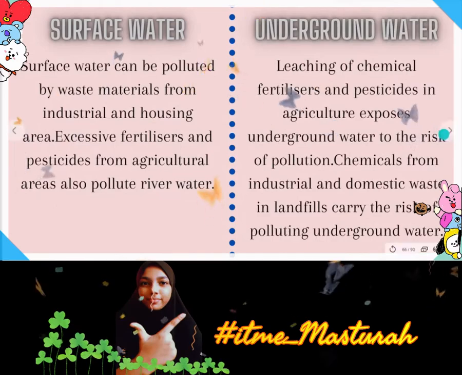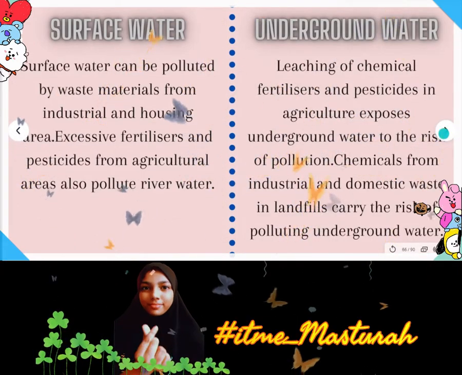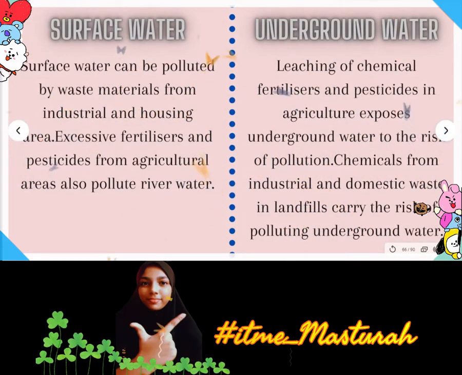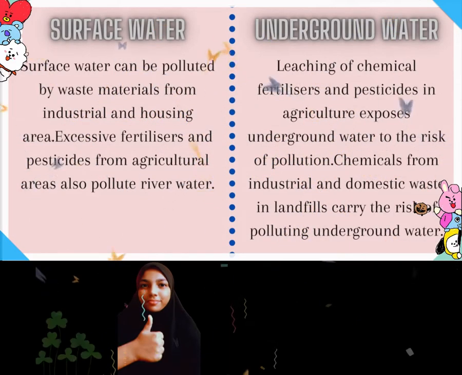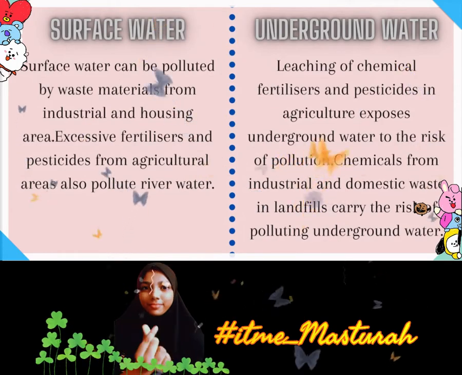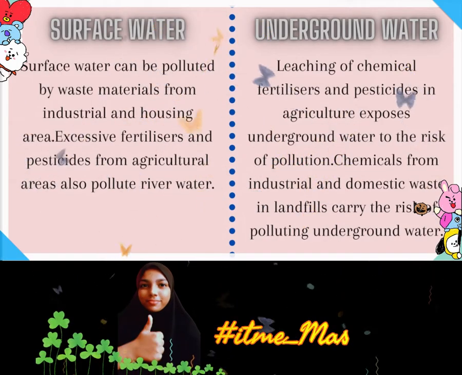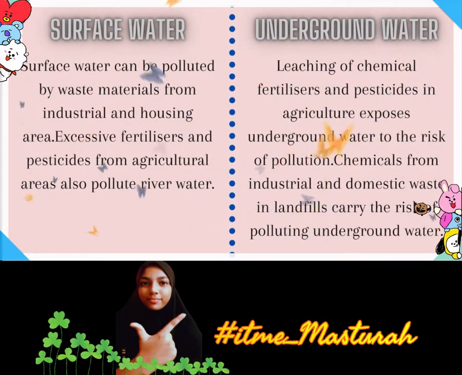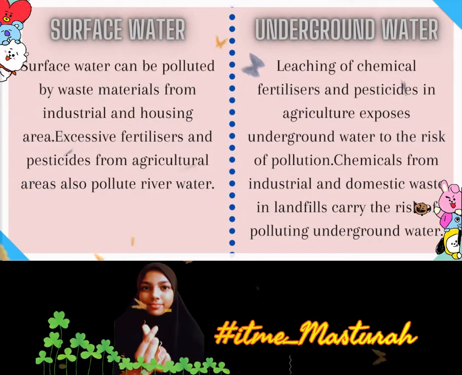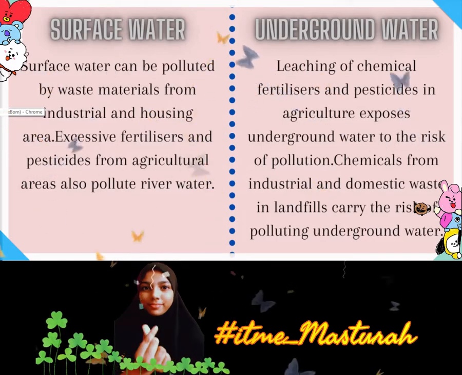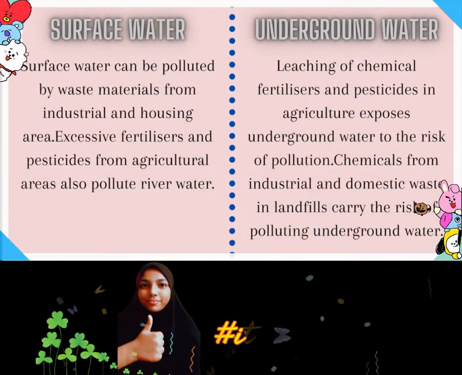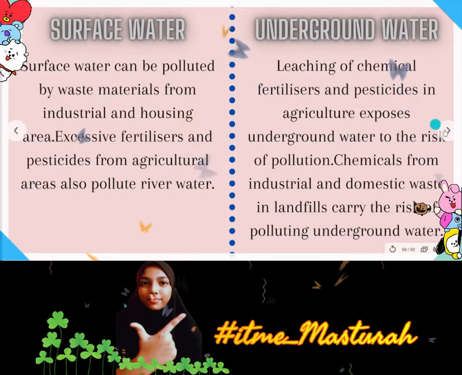Underground water. Leaching of chemical fertilizer and pesticides in agriculture exposes underground water to rising pollution. Chemicals from industrial and domestic waste in landfills carry the risk of polluting underground water. The pesticide we use in agriculture can expose the underground water, and it may pollute the underground water.